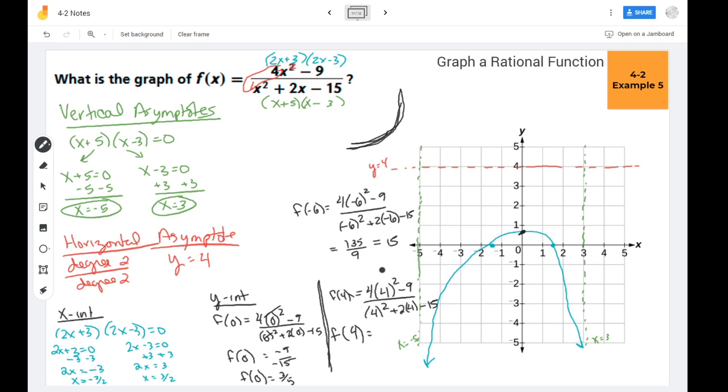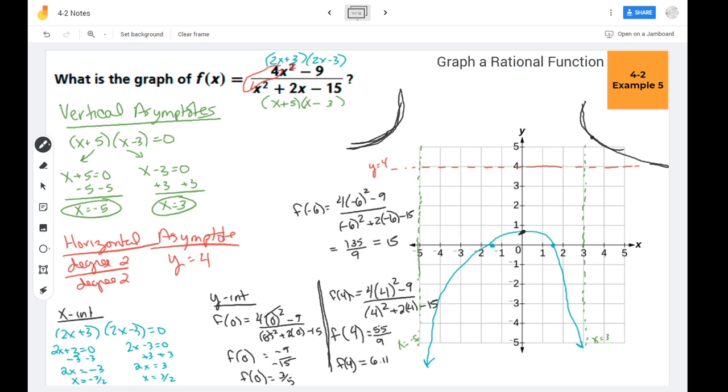So 4 squared is 16, times 4 is 64, minus 9 is 55. And in my denominator, I have 16, and then 2 times 4 is 8, minus 15 is a 9. So I have 55 ninths. And again, I just want an approximation here. I don't really care too much what it is. It's 6.11 for f of 4. So this one is actually a lot tighter to the line than that one is. But here we go. So that is my rough sketch.